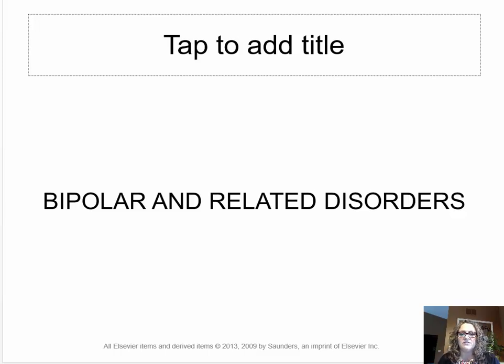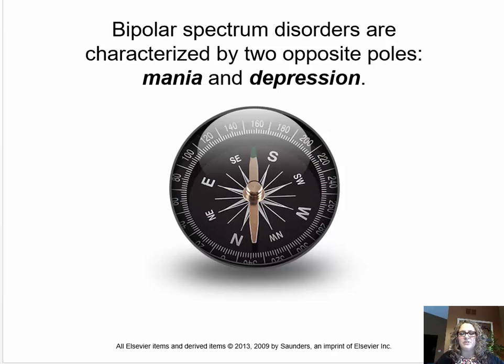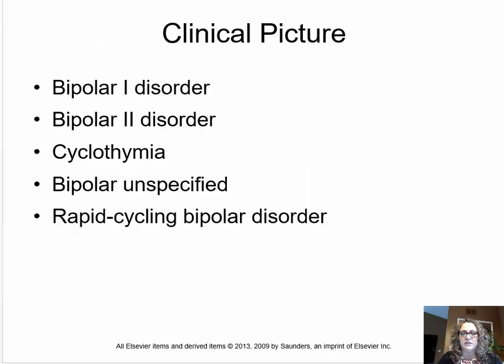So first of all, we're going to talk about bipolar and related disorders. The bipolar spectrum disorders are characterized by 2 opposite poles, mania and depression. These are the different types of bipolar disorders: bipolar 1 disorder, bipolar 2 disorder, cyclothymia, bipolar unspecified, and rapid cycling bipolar disorder.